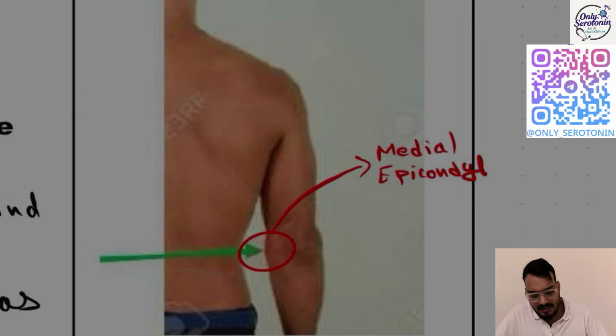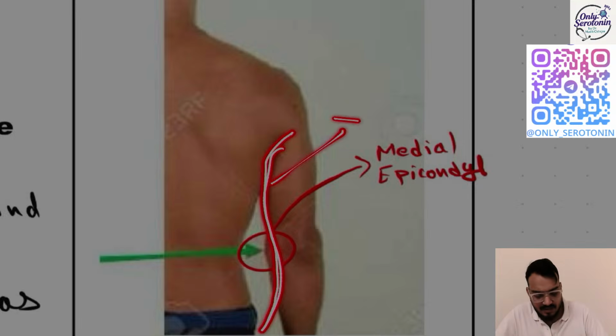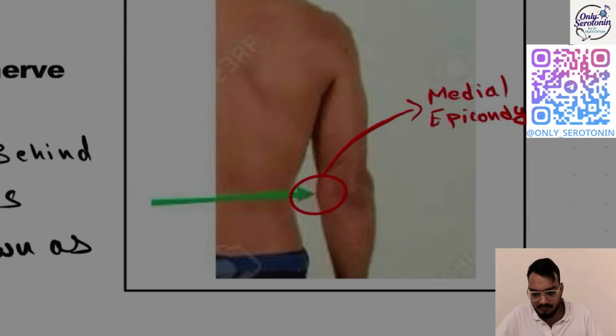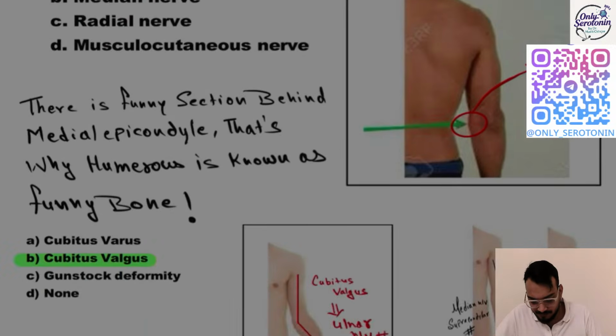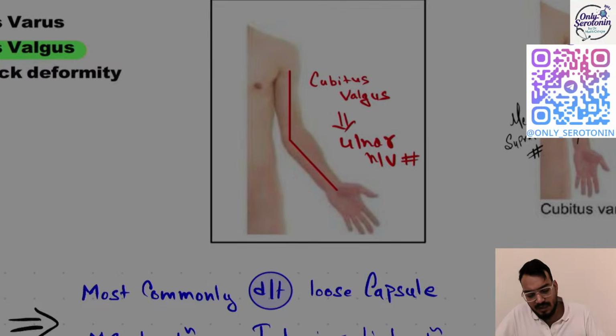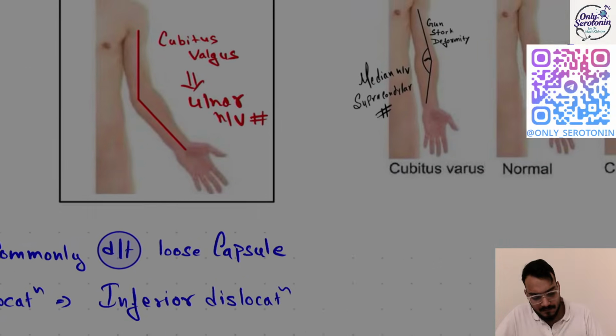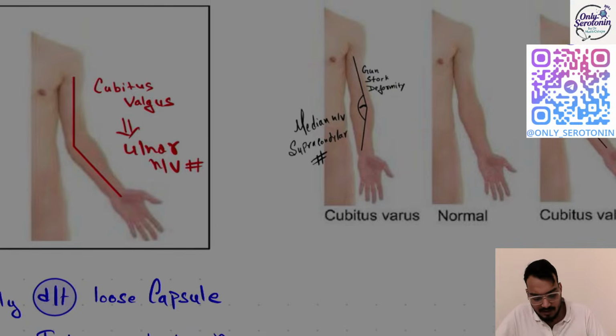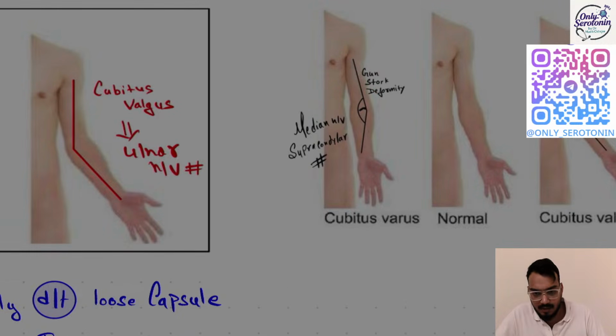Now tell me, guys. This is the medial epicondyle. Which nerve is going to supply here, guys? What is the nerve which passes from the medial epicondyle? It will be the ulnar nerve. Good. This is your cubitus valgus, guys. Cubitus valgus will be seen in ulnar nerve injuries. So if your ulnar nerve is injured, you can have cubitus valgus. And gun stock deformity is seen in supracondylar fracture.